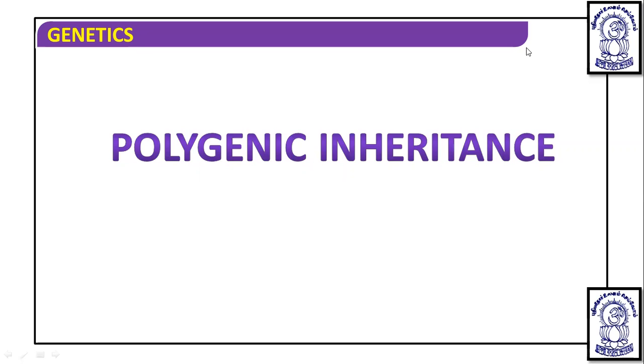Dear students, in the previous lecture we initiated the topic of non-allelic gene interaction, and in that we completed two gene interaction, in which we studied complementary gene, duplicate gene, epistasis, supplementary gene, polymeric gene, additive gene, and collaborative gene interaction. In continuation of that, today we are going to understand multiple gene inheritance. So the topic is polygenic inheritance.